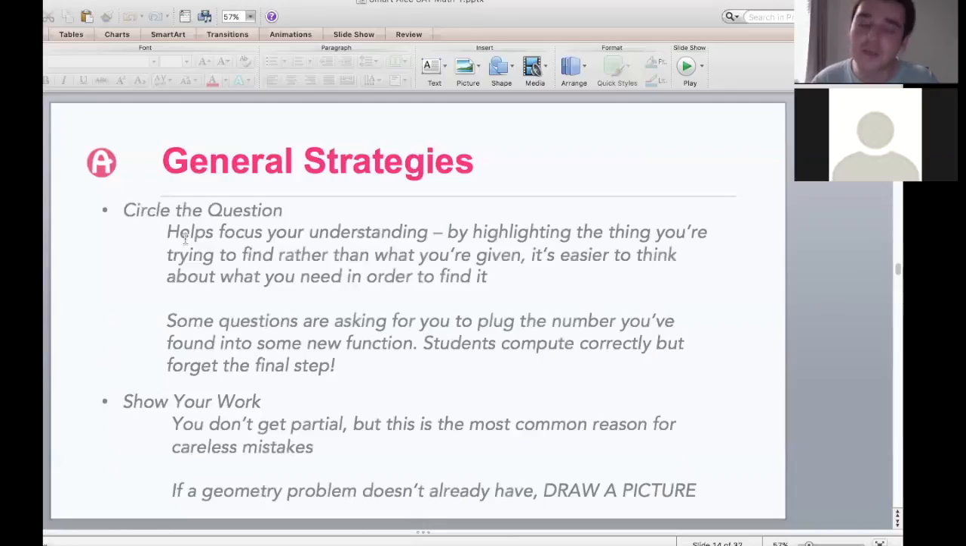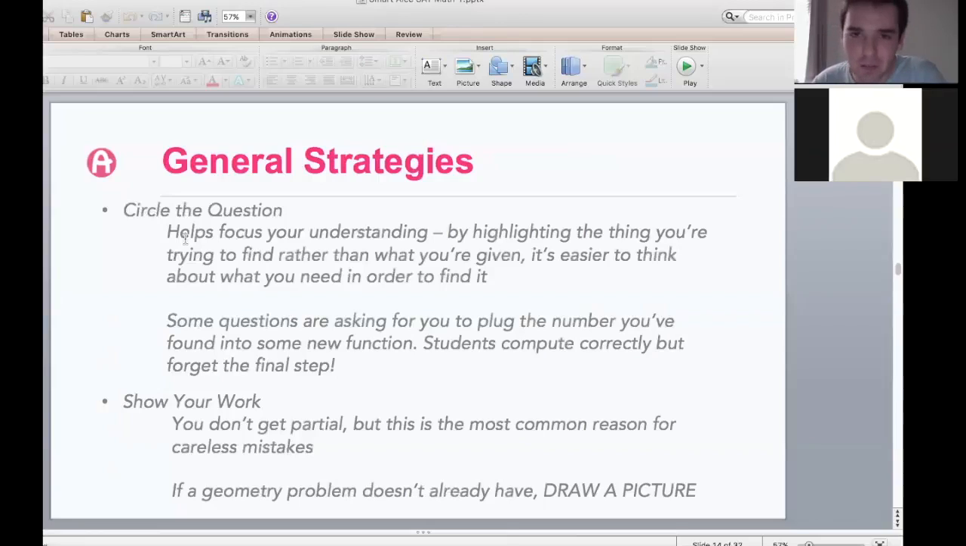Most of these things, all of them are common sense. But circling the question is helpful for just reading comprehension in general. I think a typical mistake that is made is that students are circling every little bit of information, when in reality, the most important thing and the most common mistake is they lose track of what the question is actually asking.